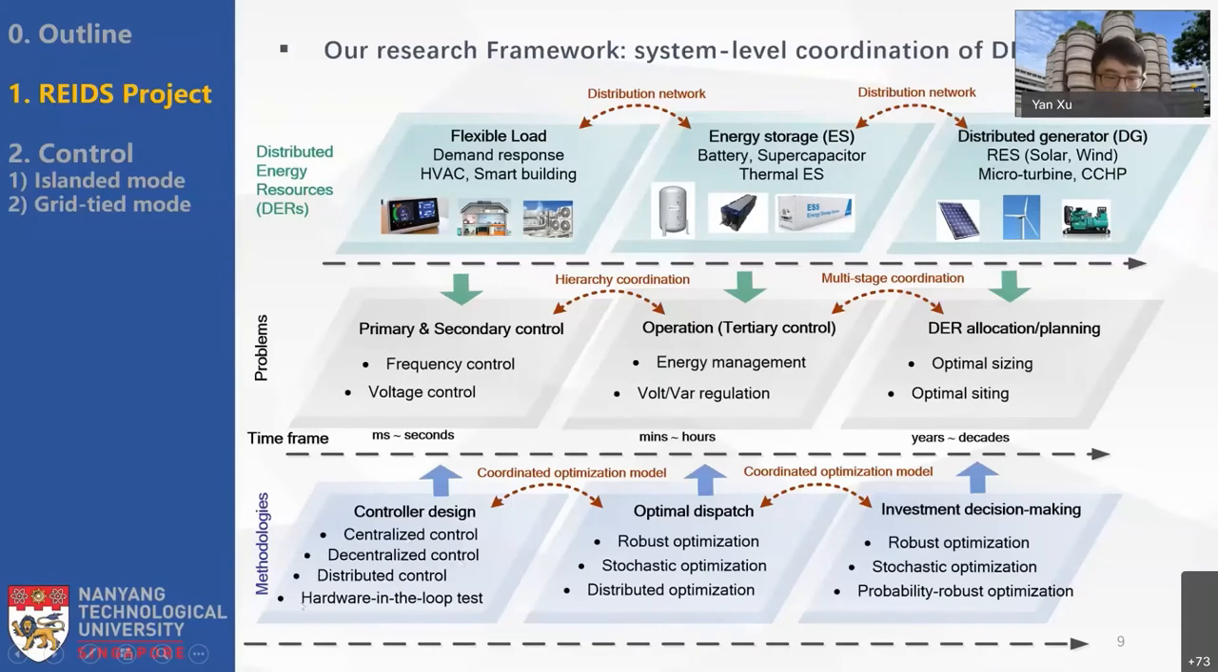And we also did some hardware-in-the-loop tests. And for the operation time scale, we are developing robust optimization and stochastic optimization based approaches to achieve optimal energy management and voltage reactive power optimization. Well, for the planning, we also adopt optimization methodologies considering uncertainties to achieve cost-effective sizing and siting of the DER. Because of the time and the topic of today, my presentation will mainly focus on the control level.